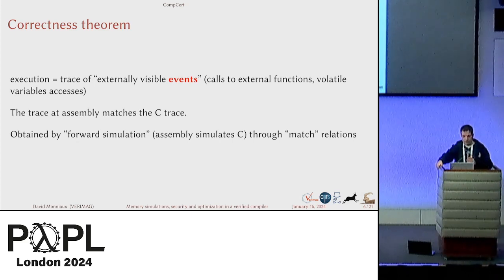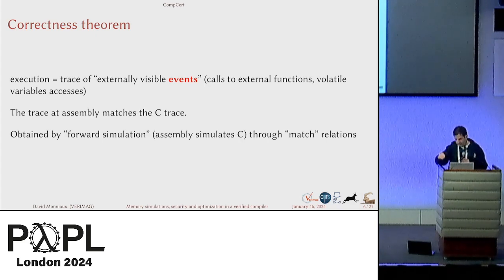And you want that the trace at the assembly level matches the trace at the C level, assuming, of course, that your C program does not encounter undefined behavior. Of course, if you do undefined behavior, then you have no guarantee what happens at the assembly level. And this proof is obtained, it's a bit complicated, but it boils down to some forward simulation proofs of each of the internal passes of the compiler.